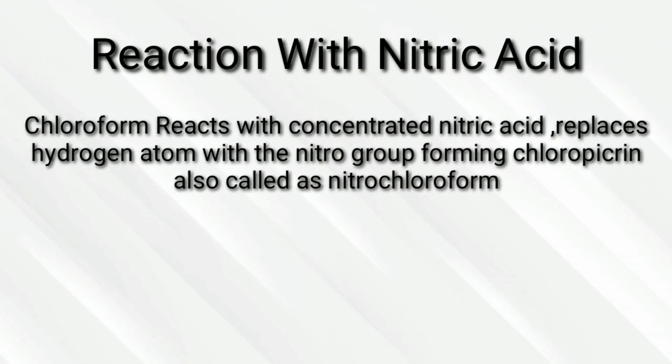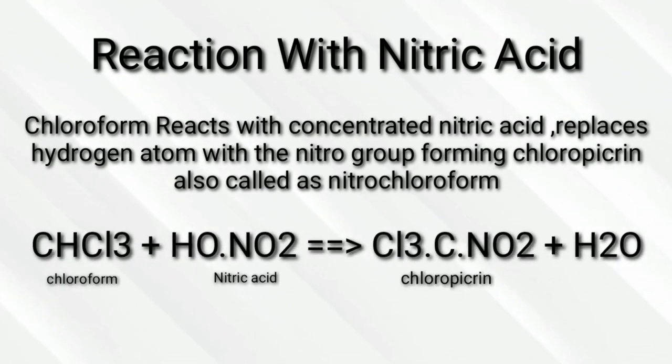Now we see the reaction of chloroform with concentrated nitric acid. Chloroform reacts with nitric acid and replaces the hydrogen atom in chloroform with the nitro group, forming chloropicrin, also called nitrochloroform.